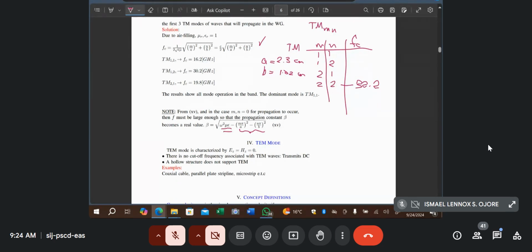What about TEM mode? I think we can look at that before you close. These are just introductions. It'll be easier when you do the tutorial. So TEM mode, what do we say about EZ and HZ? They're both equal to 0 because you're saying it's transverse electric and magnetic. Who can explain why there's no cutoff frequency associated with the TEM waves?